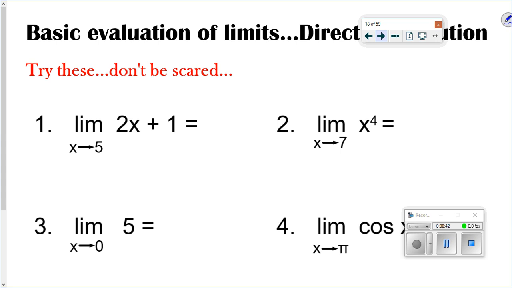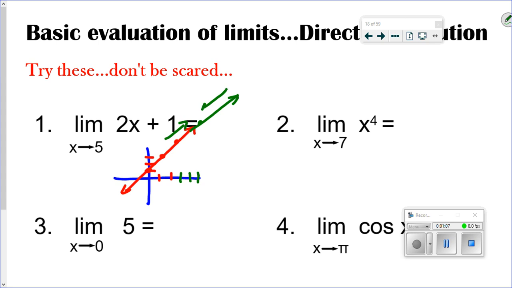So if you think about this equation, 2x plus 1, it's a line that starts at 1 and has a slope of 2. So it goes up 2 over 1, up 2 over 1. It's a nice straight line. So obviously the limit at any point, including 5, is just going to be the value on that line because the left and right hand side is approaching that y value on the line. So I can simply plug in 5. So 2 times 5 is 10 plus 1 is 11.